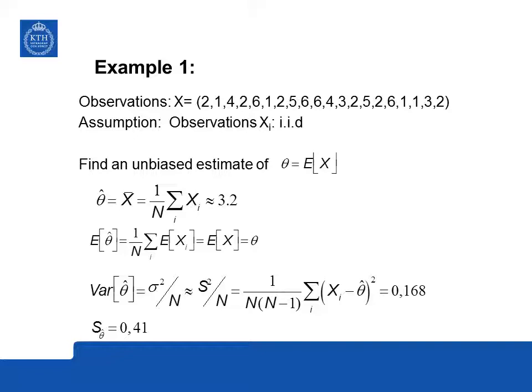The observations here were actually derived by rolling a die, 1 to 6, and so the exact value of the expectation of theta is 3.5, so it's not too bad an estimate.